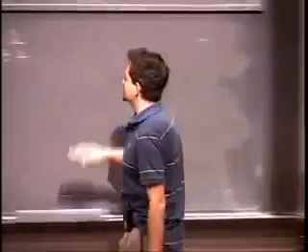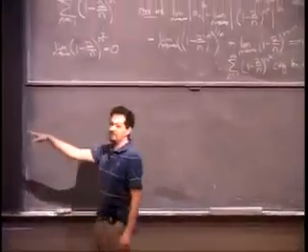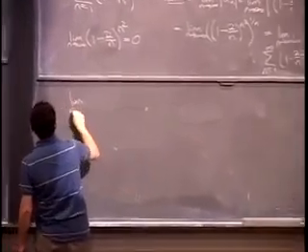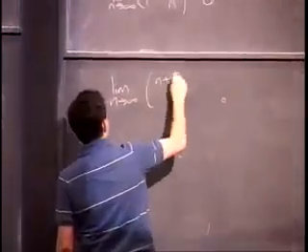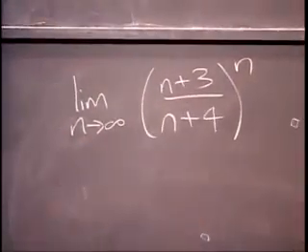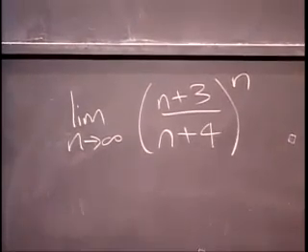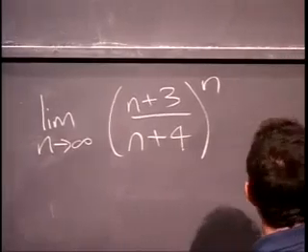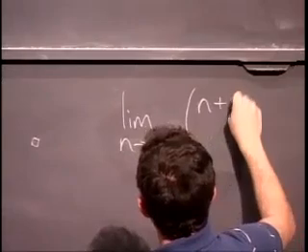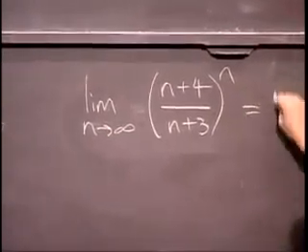Still have 2 minutes. Something like that. How to avoid all that mess. If you are sufficiently inspired, you want to deal with this, right? Limit as n goes to infinity, n plus 3 over n plus 4 to the n. Well, let's consider this limit. N plus 4 over n plus 3. What the hey? Why would I want to do that?